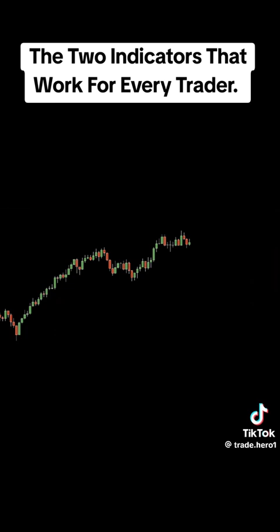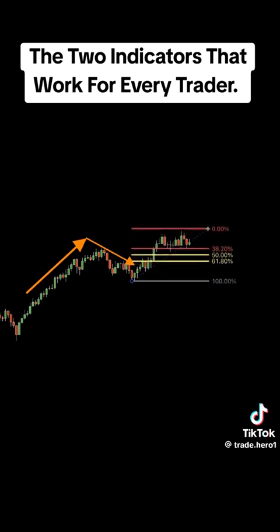Let's break down a chart example so you can see how Fibonacci retracement works in real time. In this case, the market is clearly in an uptrend, shown by a strong bullish move. That's your impulse leg. After the push, we get a pullback. To apply the Fibonacci tool, you start by drawing from the low of the move up to the high.